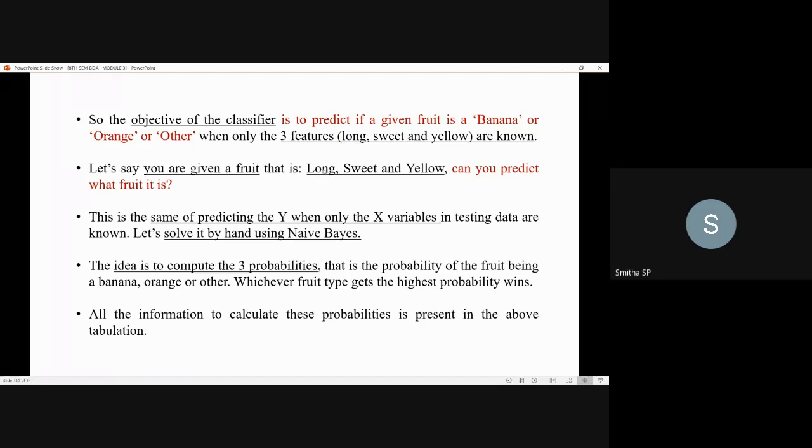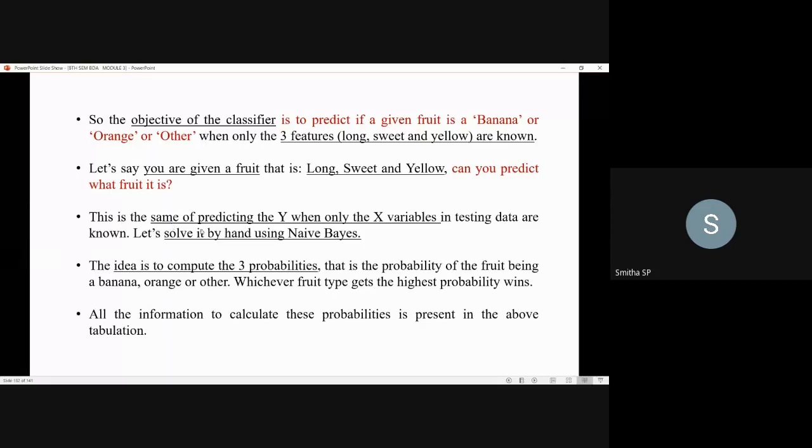So what are the features? You are given one fruit and they have not said what fruit it is, but they have given the features the fruit has. That is, long, sweet and yellow are the features that the fruit has. Now your job is to predict what fruit it is. So how to predict this? For that prediction, we will make use of the naive Bayes analysis.